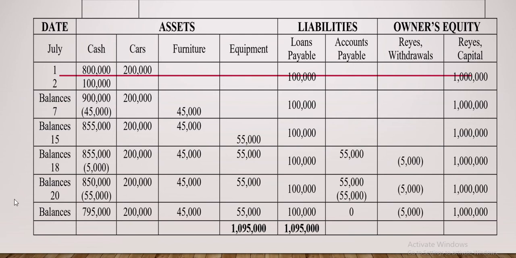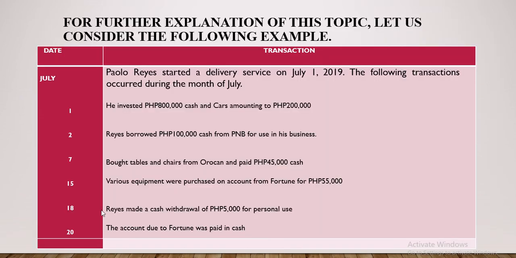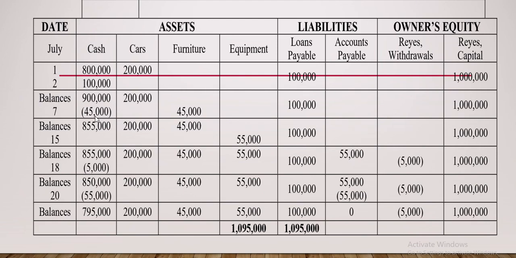By July 15. Nung nangyayari sa July 15, various equipment were purchased on account from Fortune for 55,000. So, 900,000 here from July 7 less 45,000 is 855,000 remaining balance. And then sa balances yung balance niya sa July 18, nagiging 45,000. Yung mga furnitures. Yan.